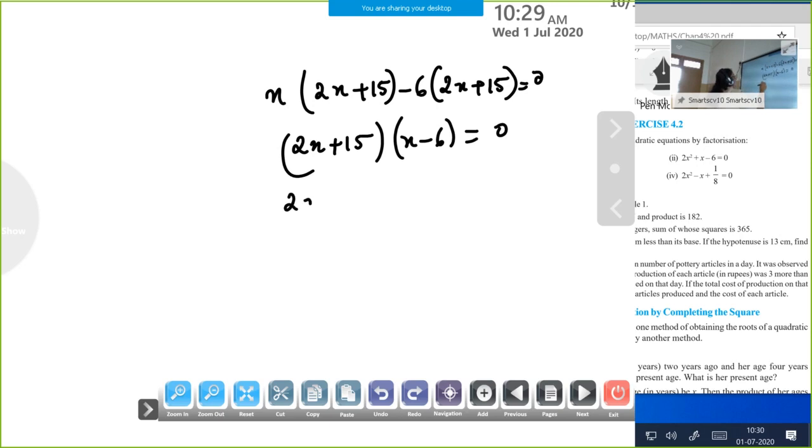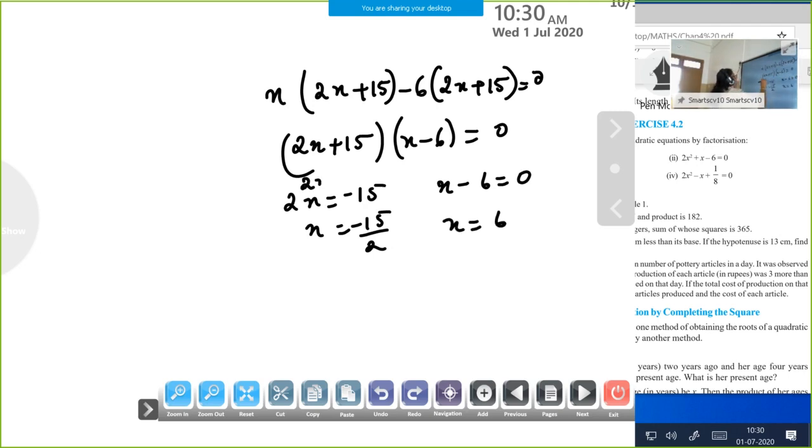That is 2x is equal to minus 15, x is equal to minus 15 by 2. And x minus 6 is equal to 0, x is equal to 6. That means x is equal to 6.